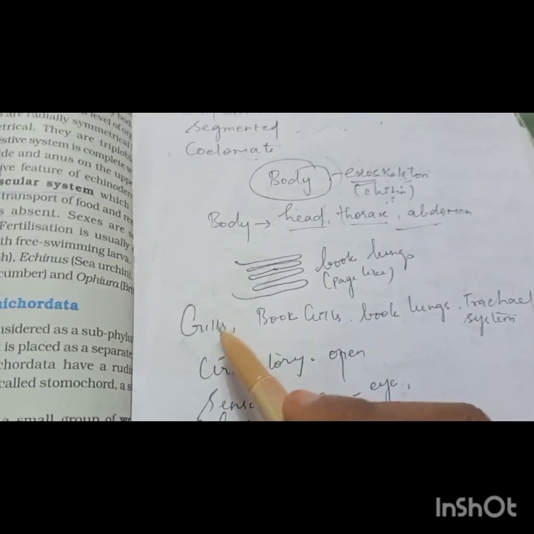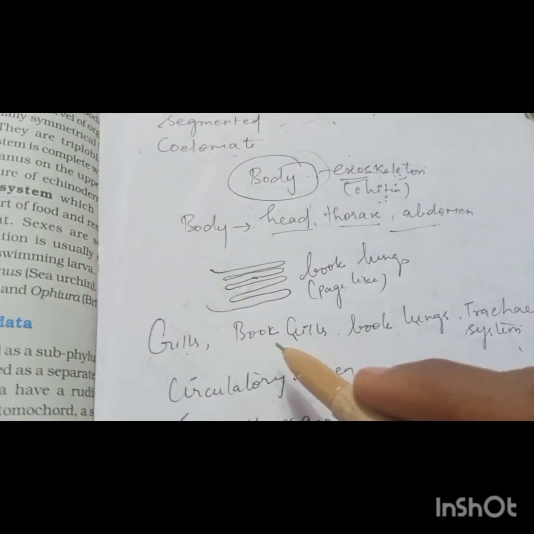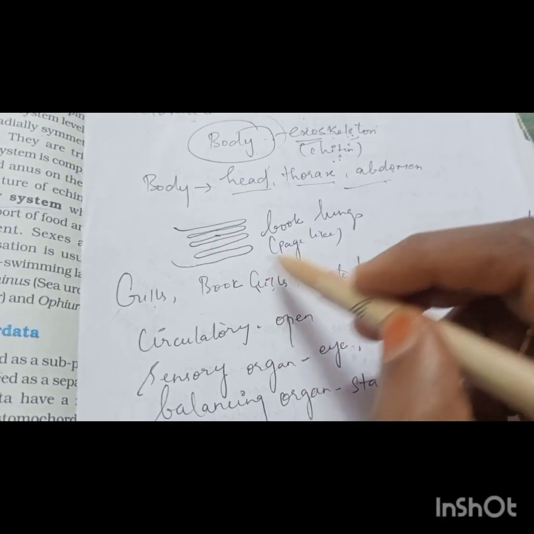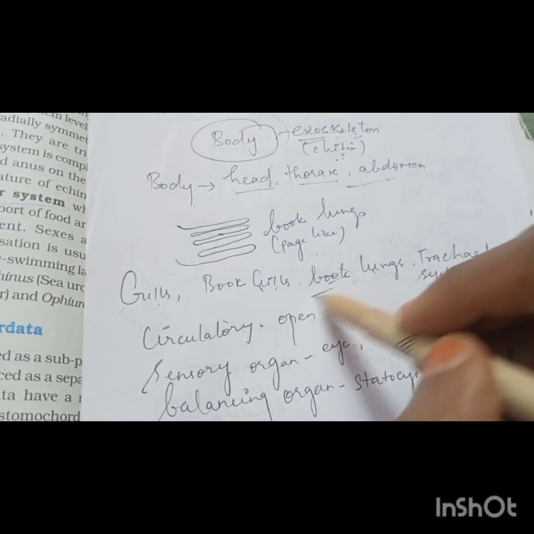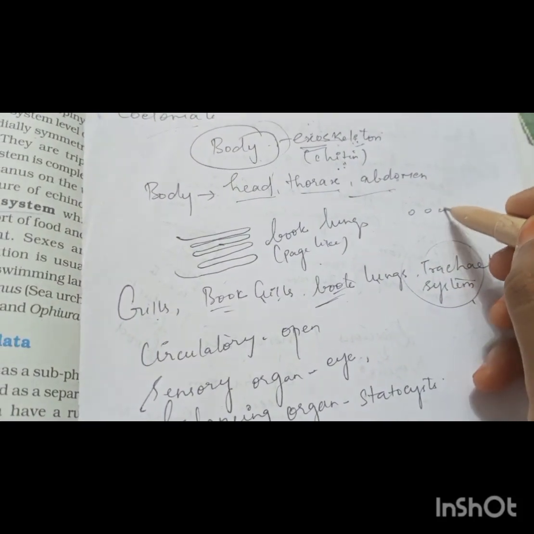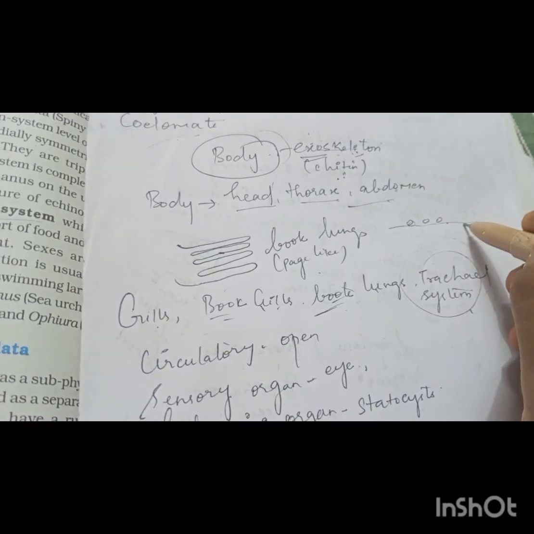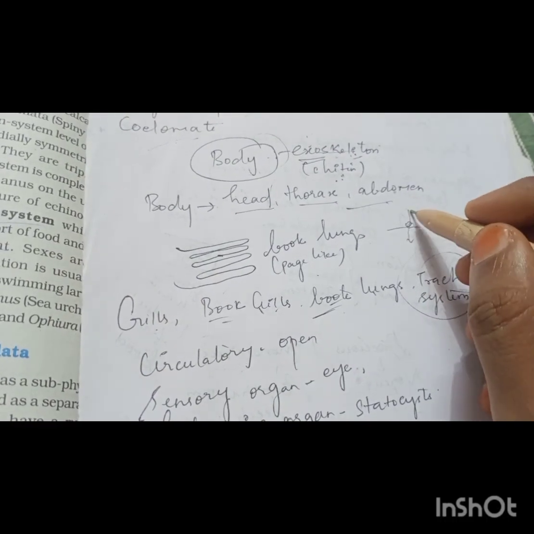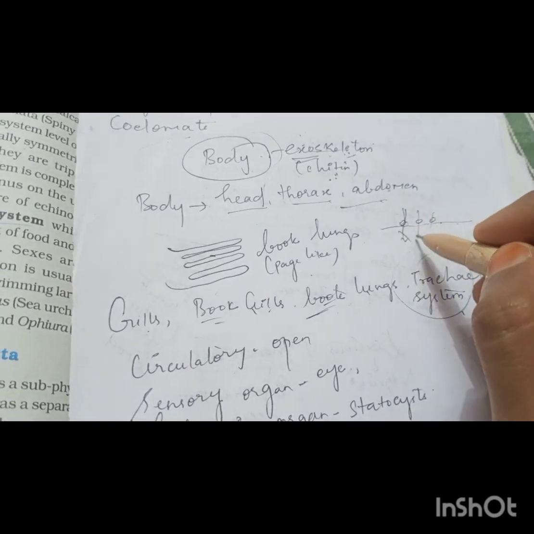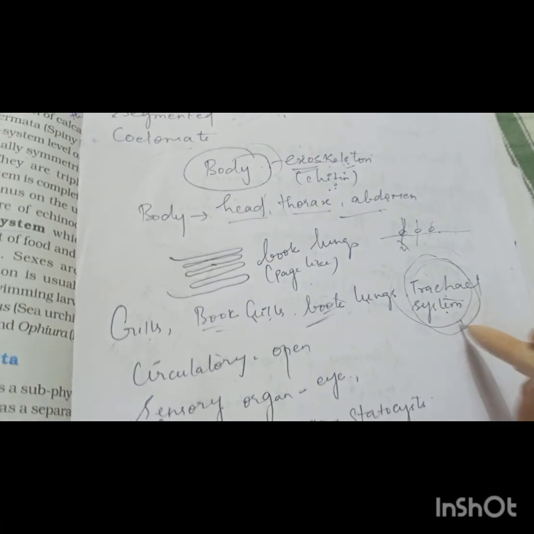Respiration takes place through gills, book lungs, or tracheal system. What about book gills and book lungs? They look like a stack of books, and hence they got the names book gills and book lungs. Well, what is this tracheal system? The body has so many pores on its surface through which gaseous exchange will take place. The gas will enter through these pores, and this form of respiration is known as the tracheal system.